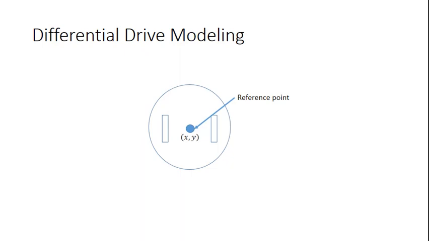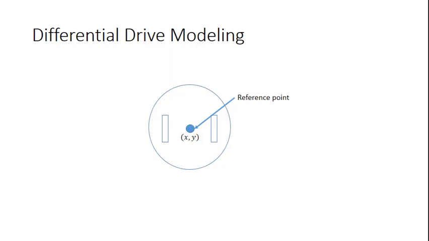So now we'll take a look at how we actually model differential drive robots so that we can compute odometry information. We start by having this outer circle that represents the whole robot. I put these two little rectangles here. Each one of those is a wheel, so a left wheel and a right wheel. And then I have this point in the center, and that's meant to be in the center of the two wheels, and that is referred to as the reference point.